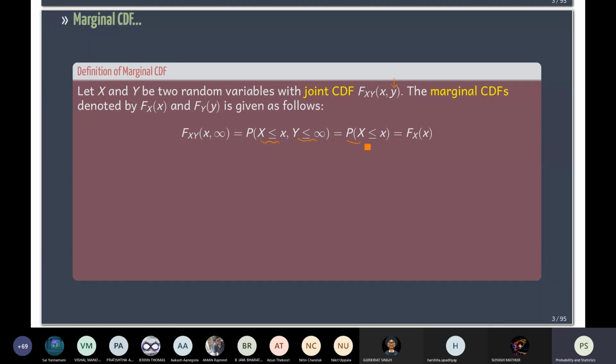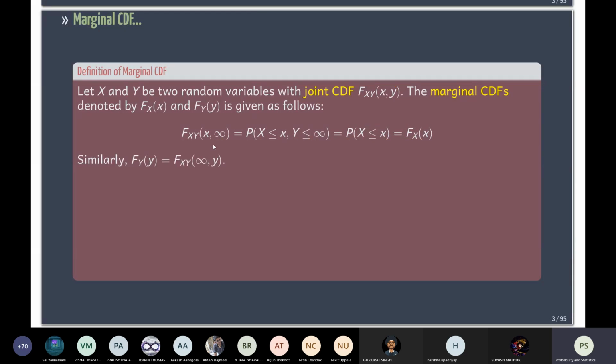So this becomes completely dependent on x, like less than or equal to x, which will be defined as the marginal. This is the definition of the marginal, okay? So this is the marginal with respect to x, which means you sum over all the y. By taking infinity here in the CDF, it means that I'm summing over all the y.